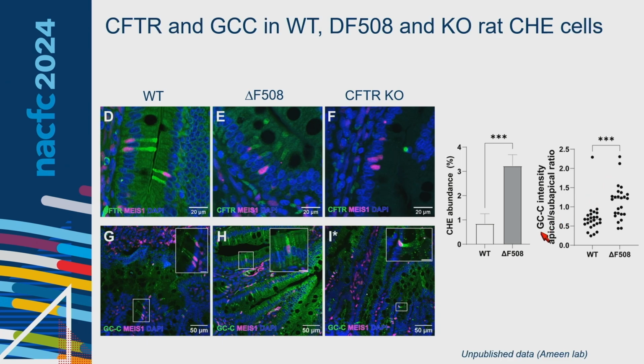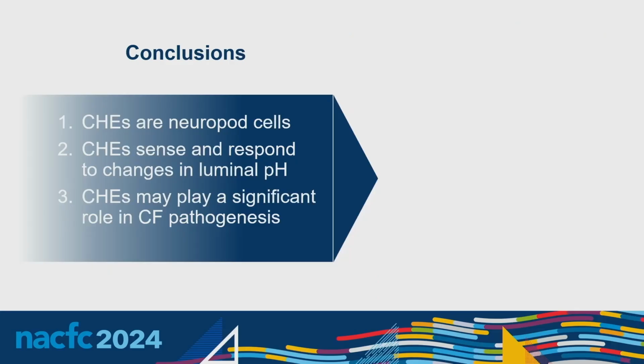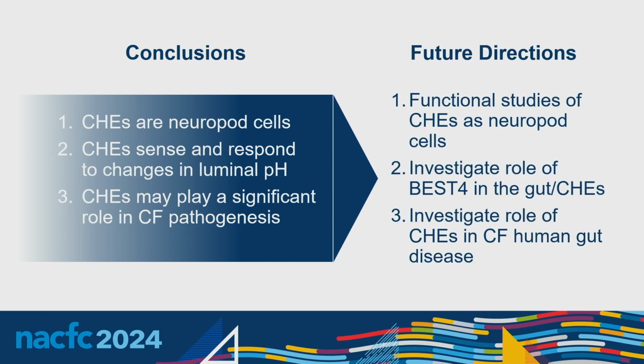We also noted a 3-fold increase in the abundance of these cells in the delta F508 animals, indicating that there is some compensatory response, as John indicated, in the tissue. So in conclusion, what I've shared with you is that we're finding that these Chi cells in the intestine are neuropod cells. They appear to sense and respond to changes in luminal pH in the proximal small intestine, and it suggests that these cells may play a significant role in CF pathogenesis in the gut.